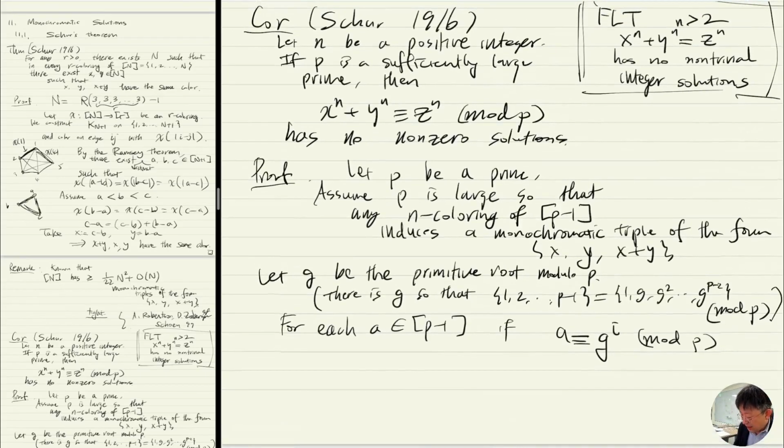Now, if a is g to the i modulo p, then we color a by i. And i is between 0 and p minus 2.